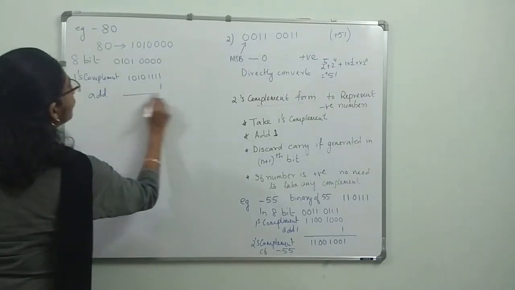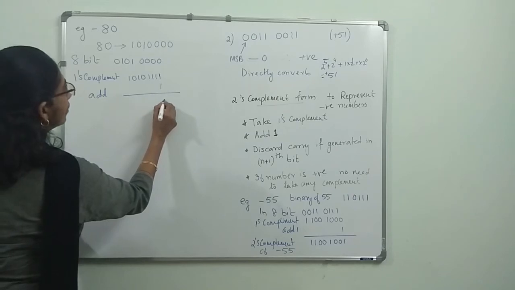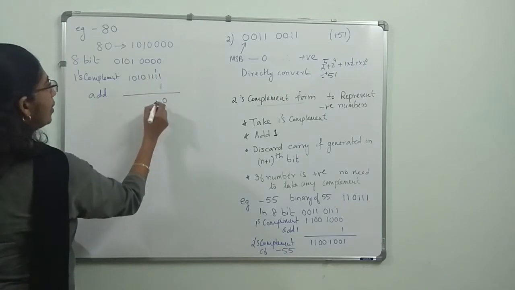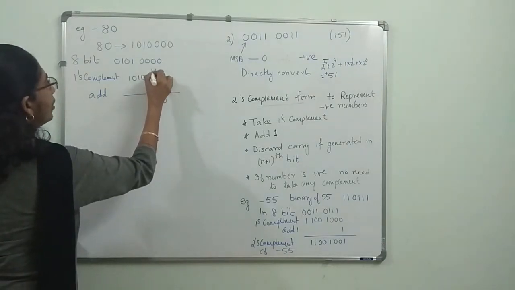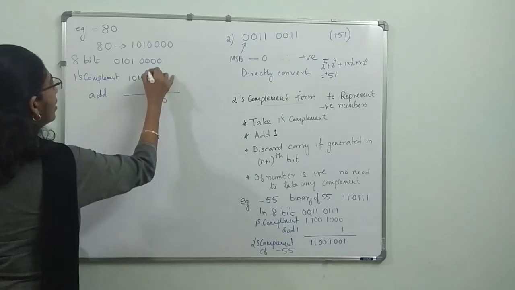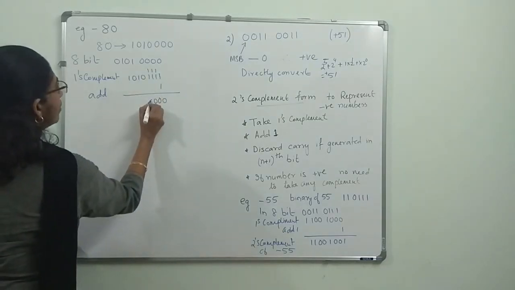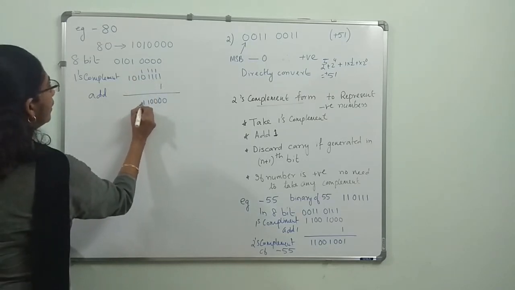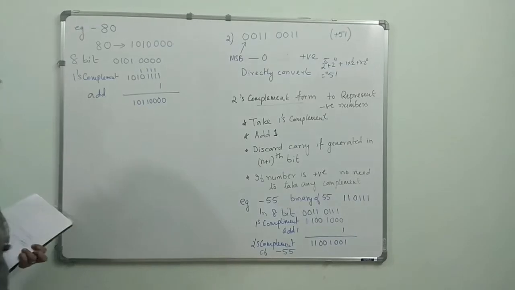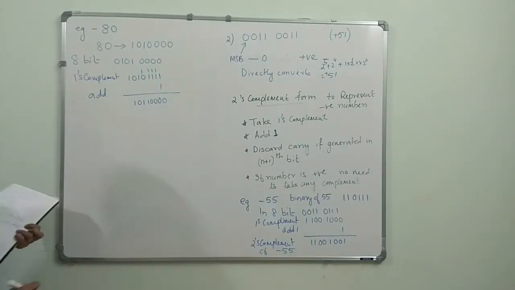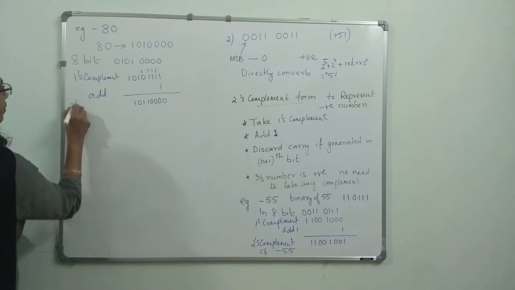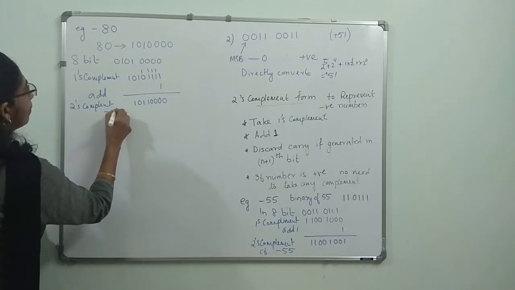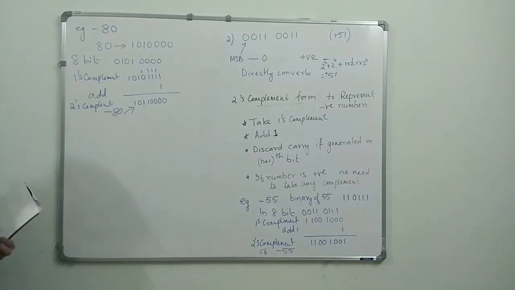Add 1. When you add 1, 1 plus 1 is 0. A carry is going over here. 1 plus 1, again 0. A carry will go here. 1 plus 1, 0. Again a carry will go here. 1 plus 1, 0. A carry will go here. 1 plus 0 is 1, 1, 0, 1. Okay. So this is the 2's complement representation of minus 80. Clear?